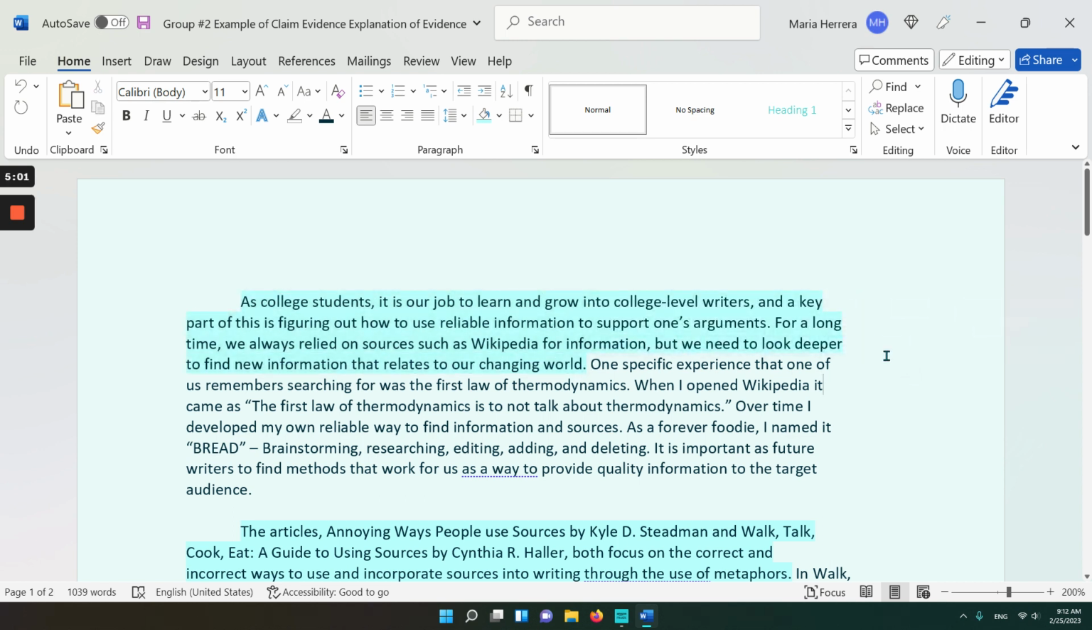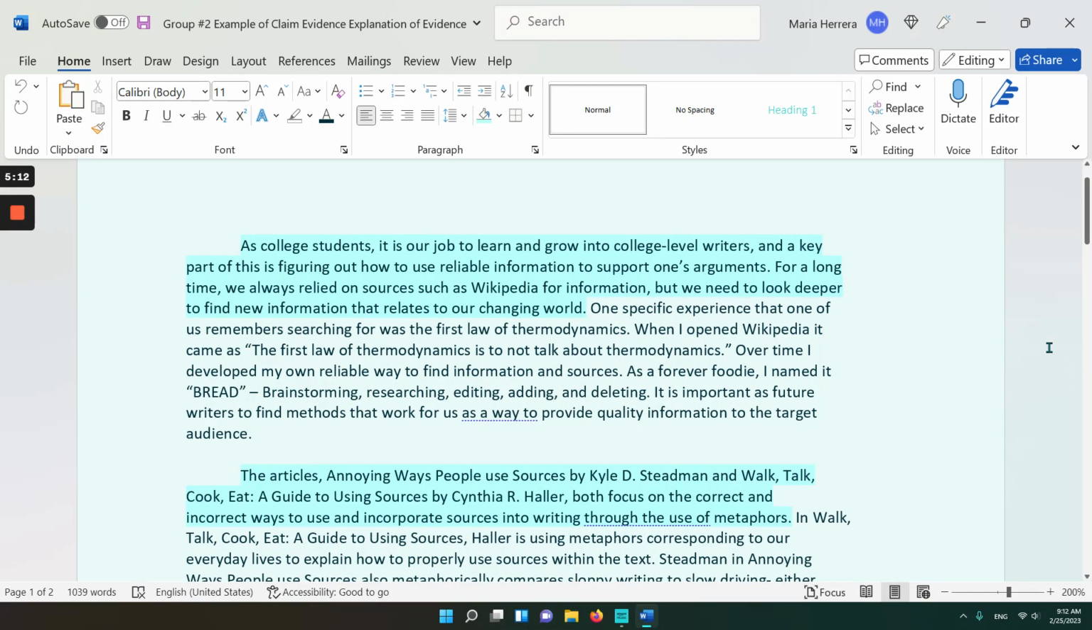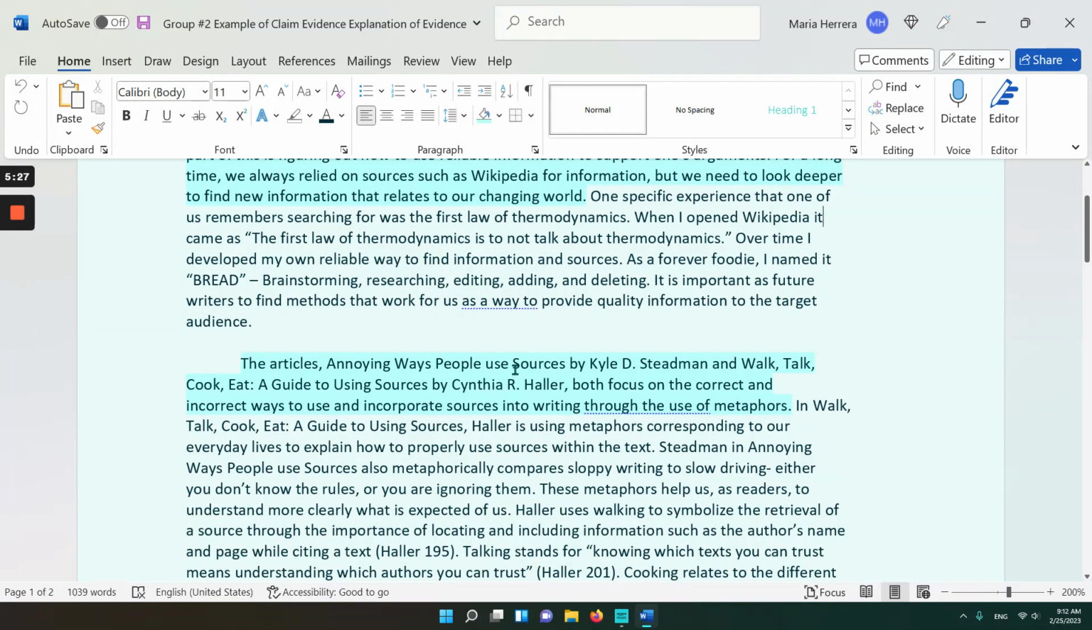Notice that this is a claim of value, okay? The moment we say a key part of this is figuring out, that's an evaluation on our part. But we need to look deeper to find new information that relates, again, a claim of value right there. The sentences over here structure everything as a claim of value. The sentence over here is a claim of fact, right there.